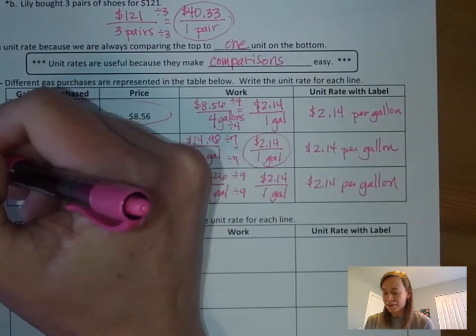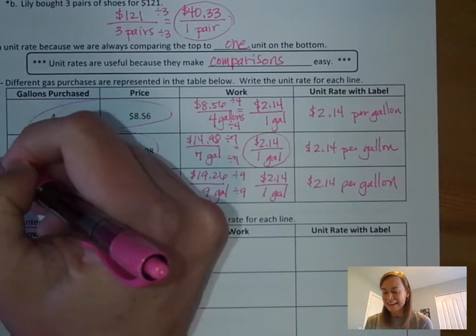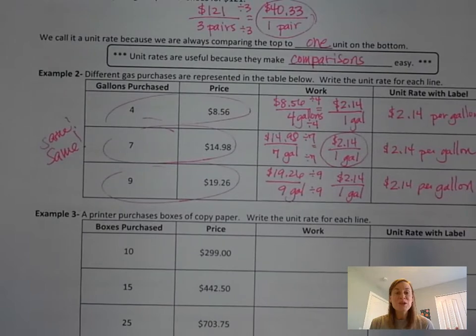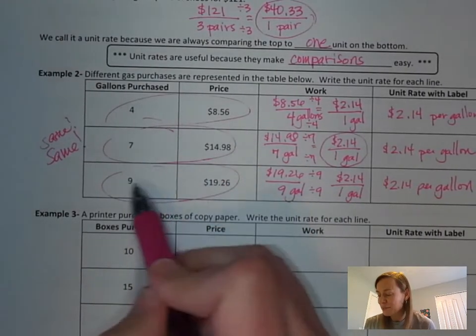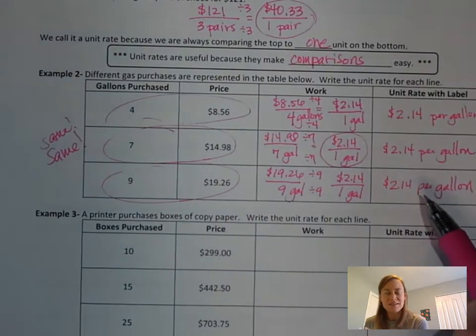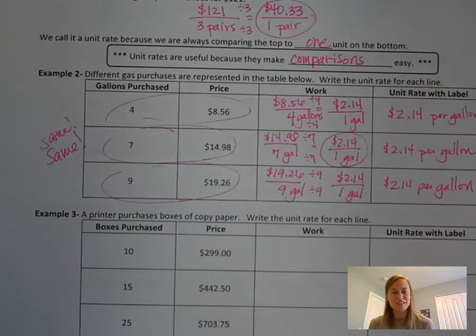Well, I can't write. There we go. That's supposed to say same. They're all the same. Now you can see it. They're all the same, but who would know from this? It's impossible to compare these prices. But once you figure out the unit rate, then you know, oh, yeah, they're all the same price.